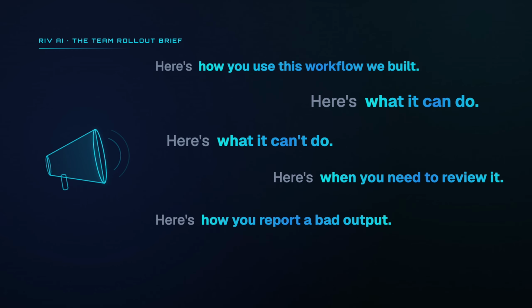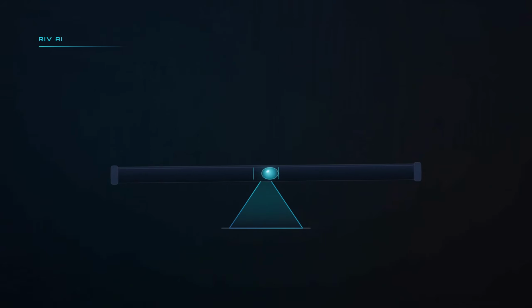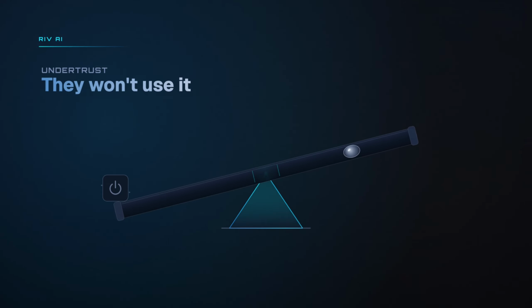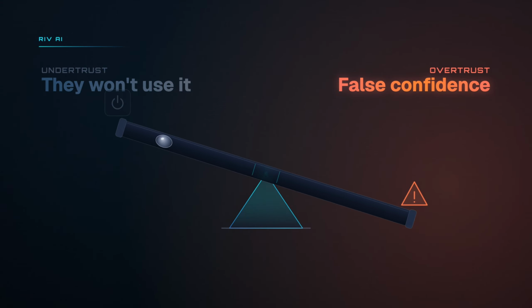And last but not least, here is how you suggest improvements. That part is huge because if employees don't trust the system, they're not going to use it. And if they overtrust the system, that can be really dangerous too. You need to find the middle ground.